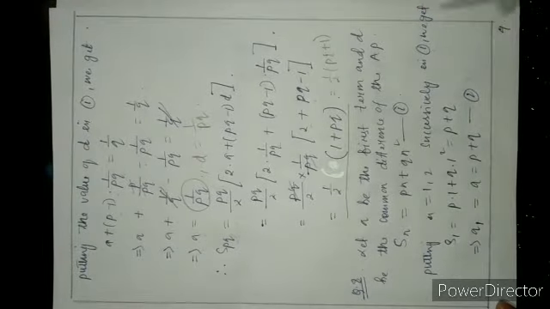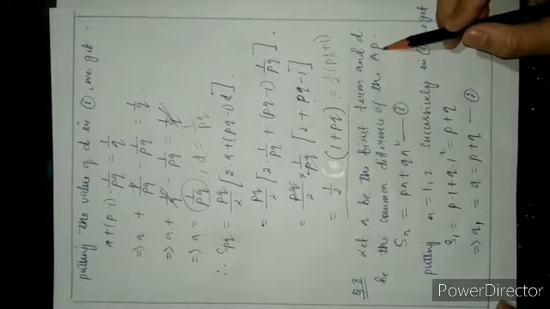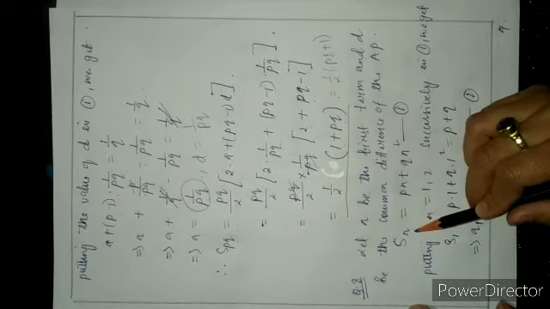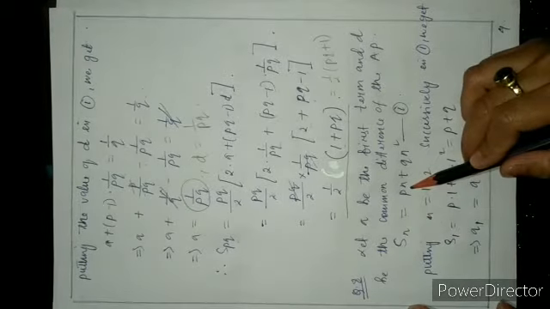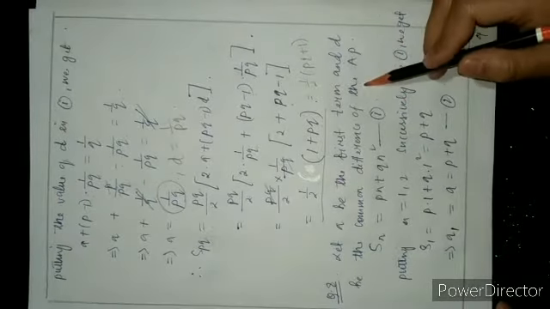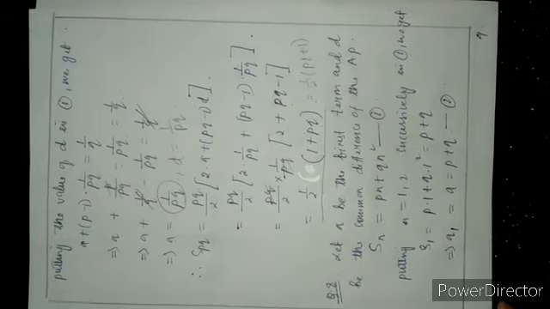Now we are going to find the common difference of this AP. Let us suppose that A be the first term and D be the common difference of the AP, and it is given that the general expression, the sum of the first n terms of the AP, Sn, is equal to Pn plus Qn square. Write equation number 1. In this case, we are going to find the first term and the common difference.